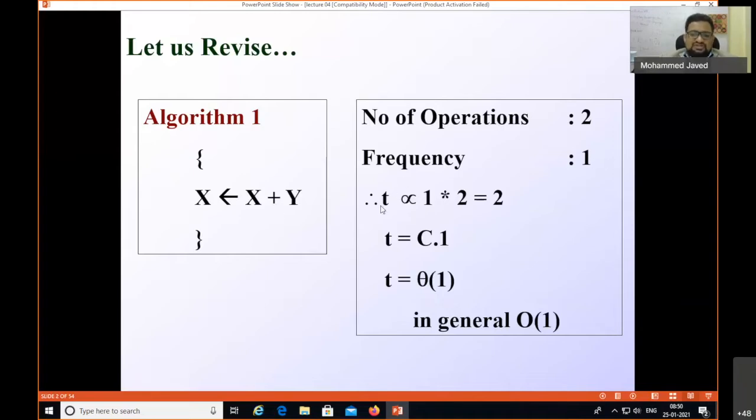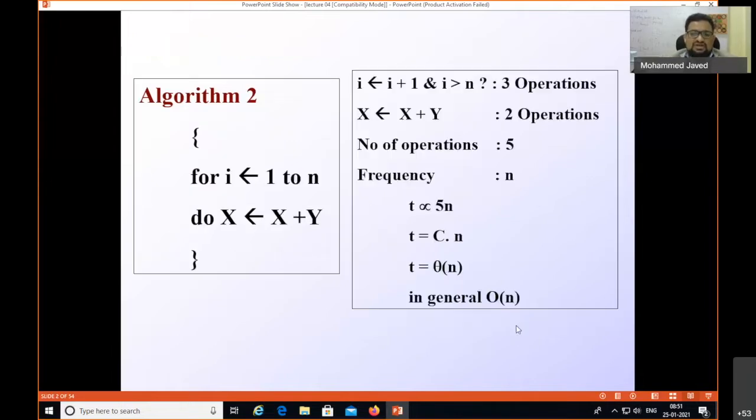So the time complexity t is proportional to 1 into 2, that is number of operations into the frequency of operation. The number of operations is 2, the frequency of operation is 1. So this is 2. Now if I substitute the proportionality with some constant c, then t equal to c into 1. And this algorithm is a constant algorithm in terms of theta, so a theta 1 algorithm. Why is this a theta 1 algorithm? Because the best case and the worst case for this algorithm are the same. We will look into the details later on, but let us assume that the time complexity t is equal to theta of 1. And in general, this is O of 1, that is the constant time algorithm.